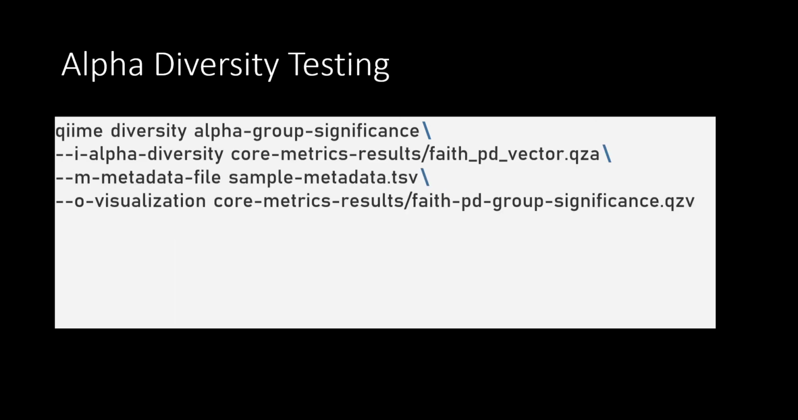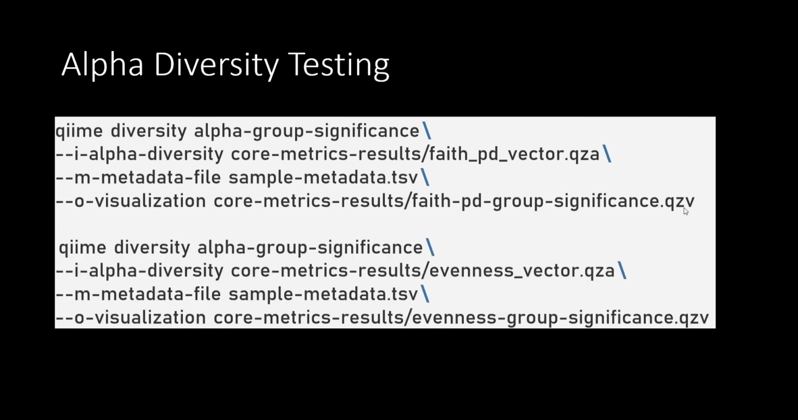Alpha diversity is just typically how many species there are, but in this case we're going to use the Faith diversity metric and actually do a statistical test to see if there's a significant difference in Faith diversity by sample. And it's going to output that as the Faith PD group significance. And then we're going to do one for evenness. I'm not exactly sure if evenness takes into account those distances.